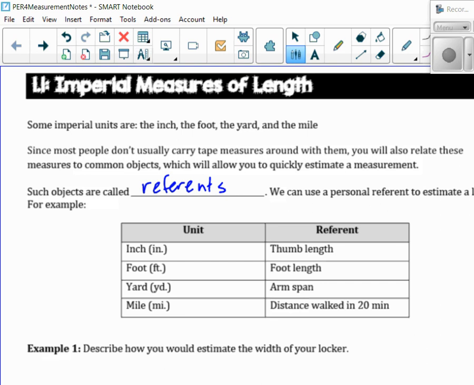A yard, your arm span. So if you spread your arms out, that would be a yard. If you think back to elementary school, you probably remember the meter sticks. It used to be a yardstick when it was imperial. A meter and a yard are about the same. A yard is 0.9144 meters, so it's very close. And a mile is the distance you would walk in 20 minutes.